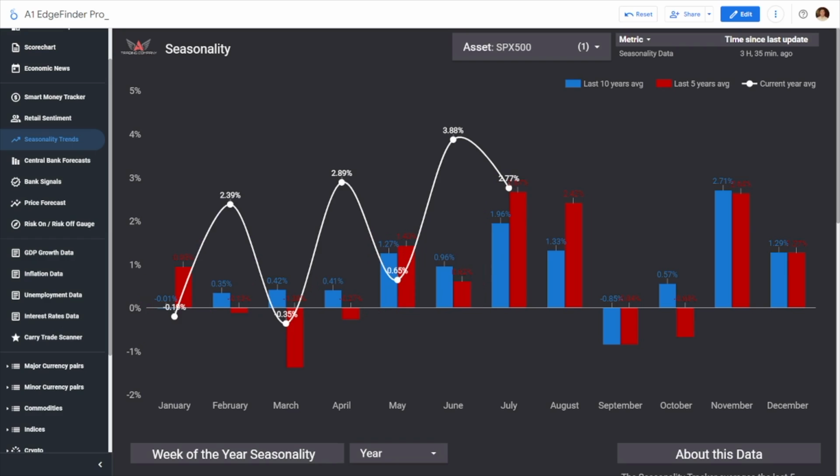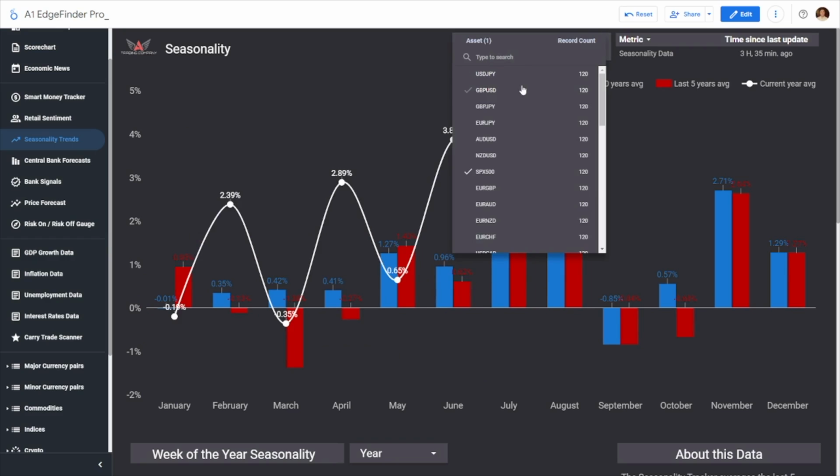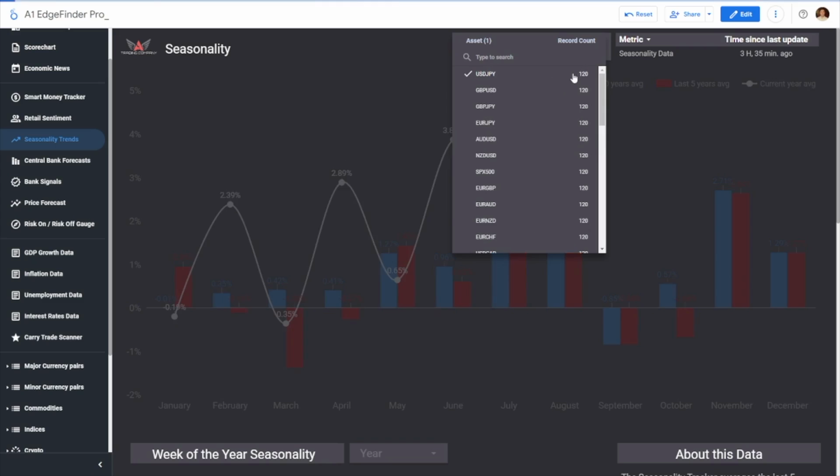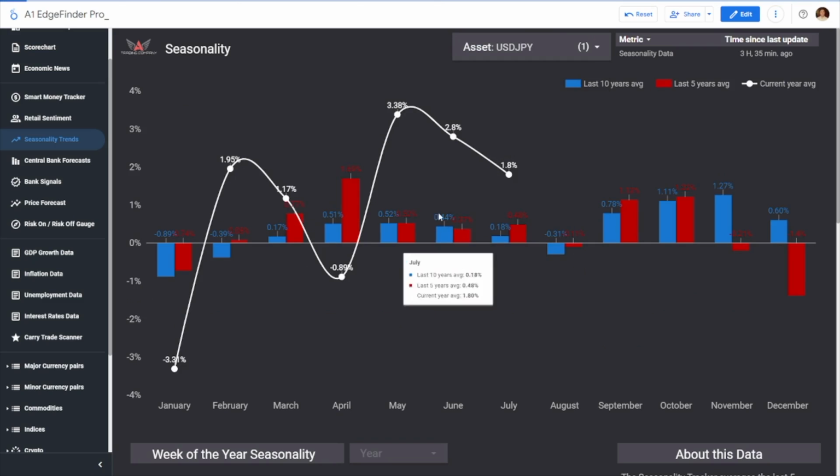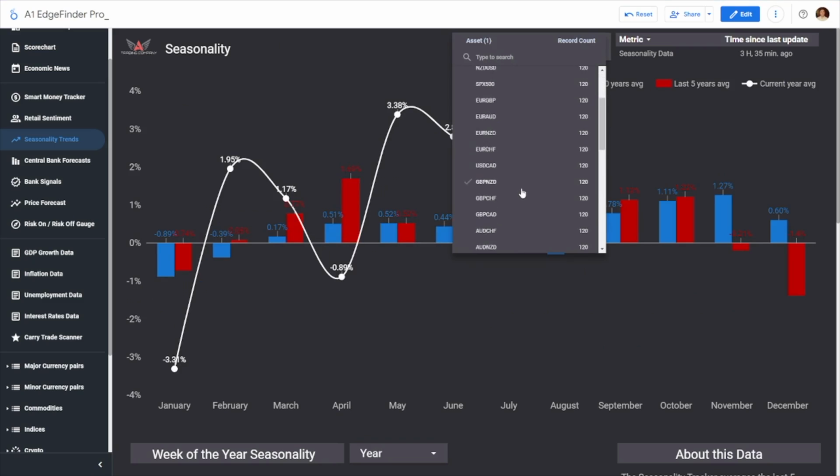So I love this chart, this seasonal trends detection chart from the EDGEFINDER, because it allows me to keep an eye on any particular assets. I mentioned S&P and gold. Those are two things that I personally really like to trade. But if you're trading other things, perhaps dollar, yen, we can also check seasonality of currency pairs. So you have all the things that you need all in one place here.